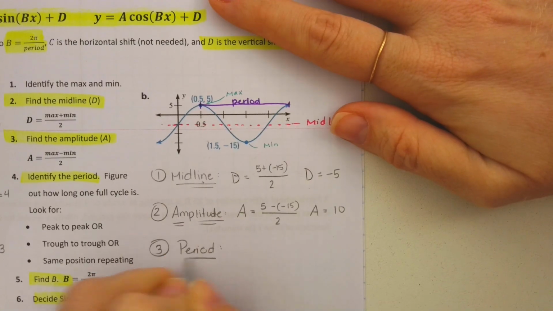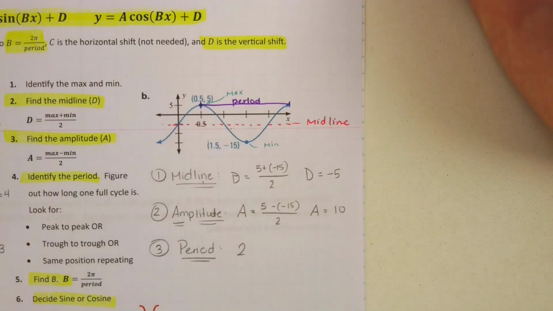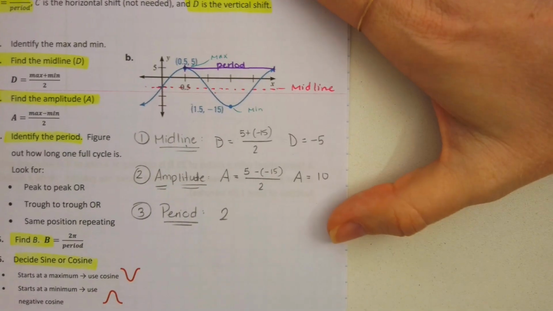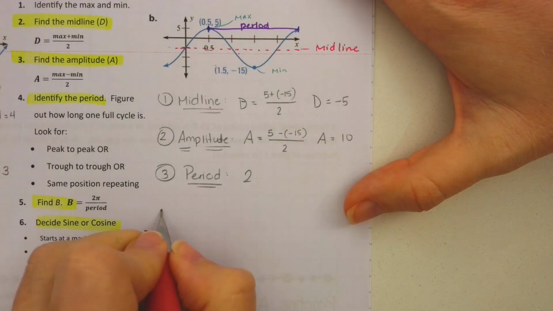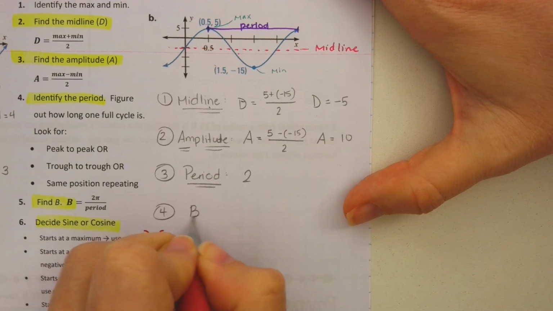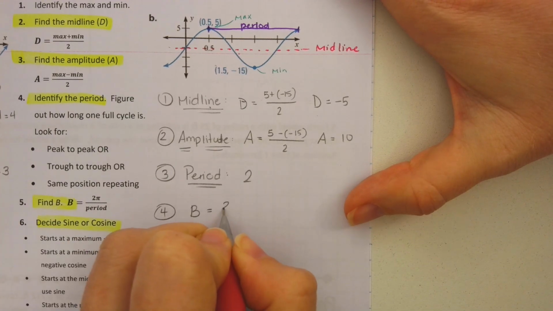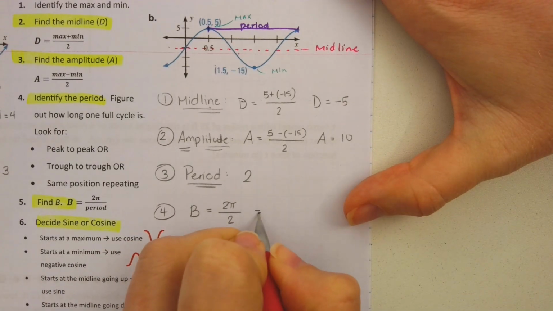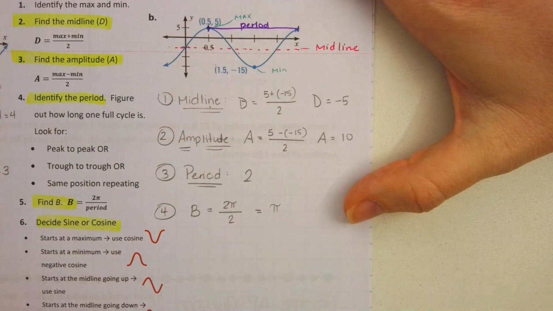Period is 2 units, not 2 pi. They're not labeled on pi, they're just units on this one. From there, we can calculate our b. B is going to be 2 pi divided by what we just found for the period. So that's 2 pi divided by 2, which is pi.